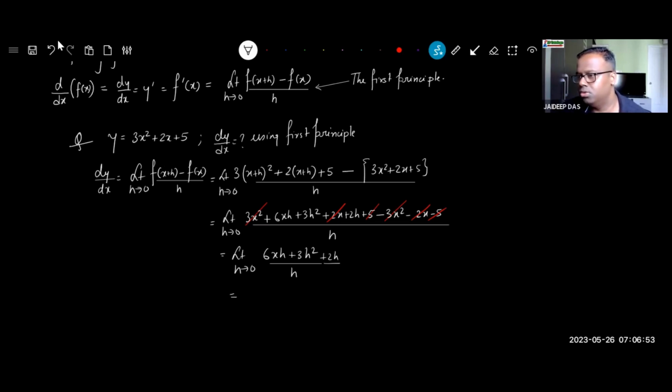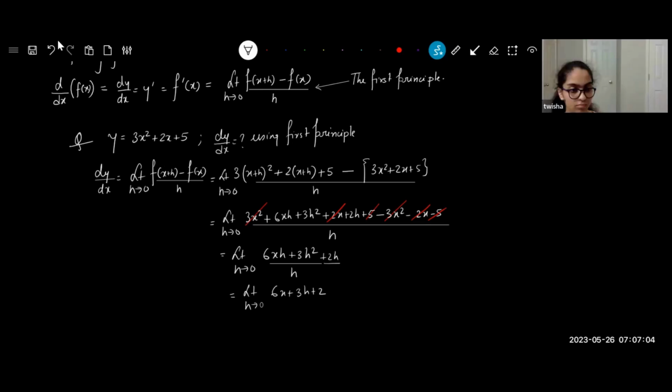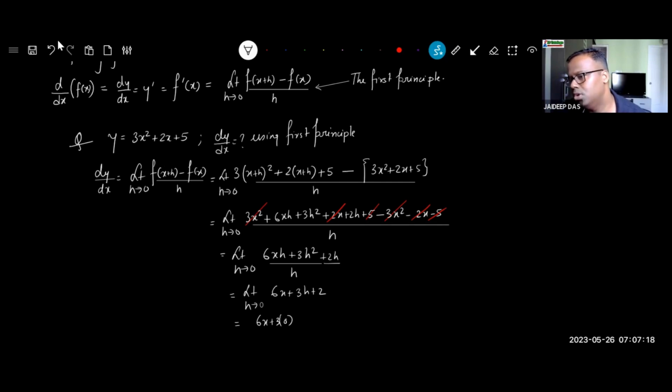Now we put limit of h tends to 0. This whole thing boils down to 6x plus 3h plus 2. Now plug your limit value, because you no longer will be landing up in an indeterminate form. If you plug your limit value, it becomes 6x plus 3 into 0 plus 2, which is equal to 6x plus 2. Now that's the gradient function of that function.